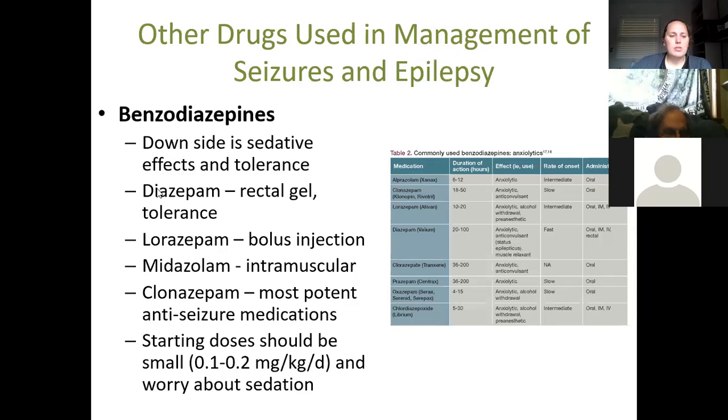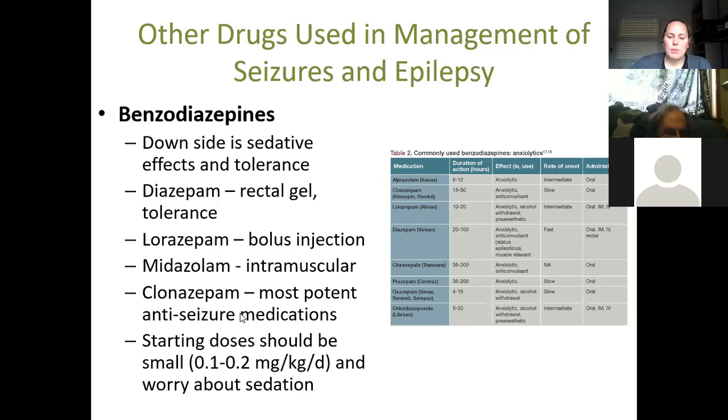Okay, so other drugs that can be used in the management of seizures and epilepsy. We've talked about benzodiazepines before pretty extensively. But again, one of the major side effects of this would be the sedative effects, as well as increased tolerance. So here you can see the laundry list of the benzodiazepines: diazepam, lorazepam, midazolam, clonazepam.